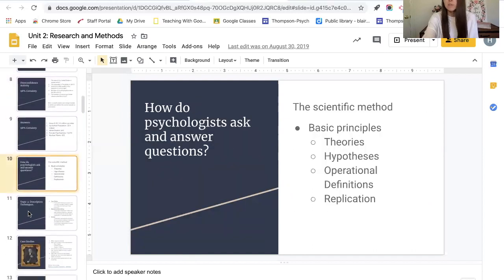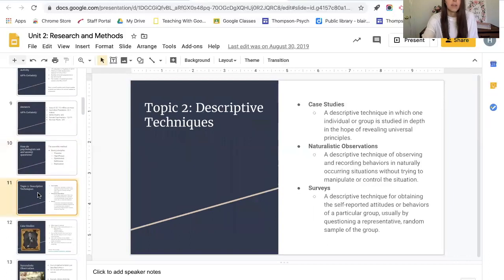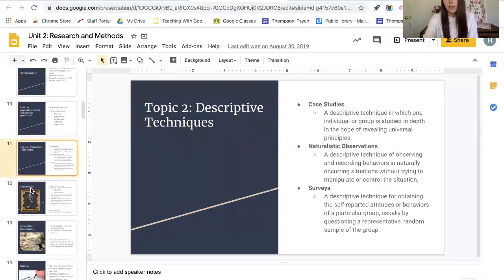Remember, we have a scientific method for how we answer questions in psychology. We have theories. We have to come up with different hypotheses for those theories. We have to define the certain variables, because if we don't define them, then how are we going to replicate it? And then we have to replicate it. We have to do it over and over and over again. And so this is where I introduced different ways to get information descriptively.